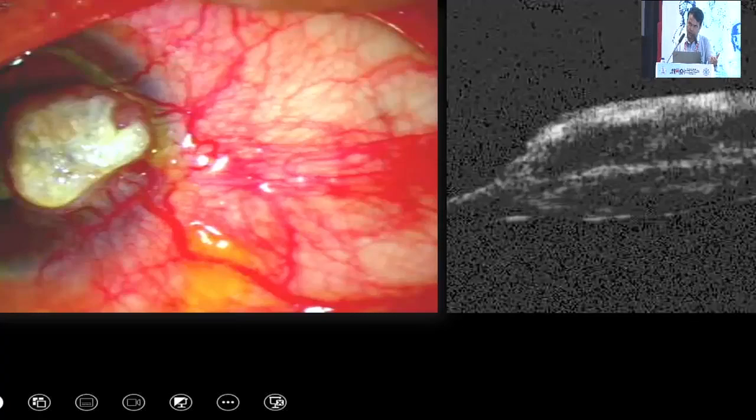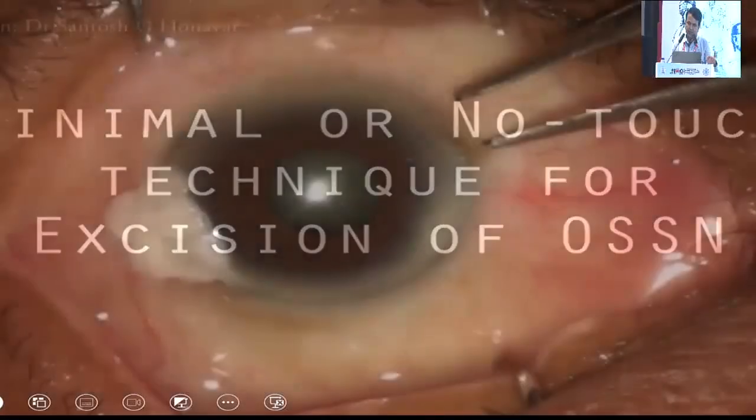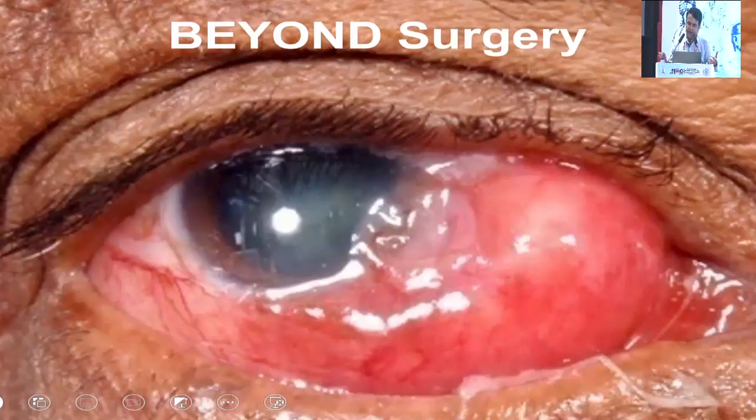This case I earlier showed involves the corneal stroma already, so excision is not the cure for this patient, and we have a habit of making these large conjunctival diagrams like the retina diagram that you have seen to map out the entire extent of the tumor, so excision becomes very easy. I'll skip the surgery. Results are very evident, results are very good. In fact, surgery is one of the best options. But there are some situations which are beyond surgery.